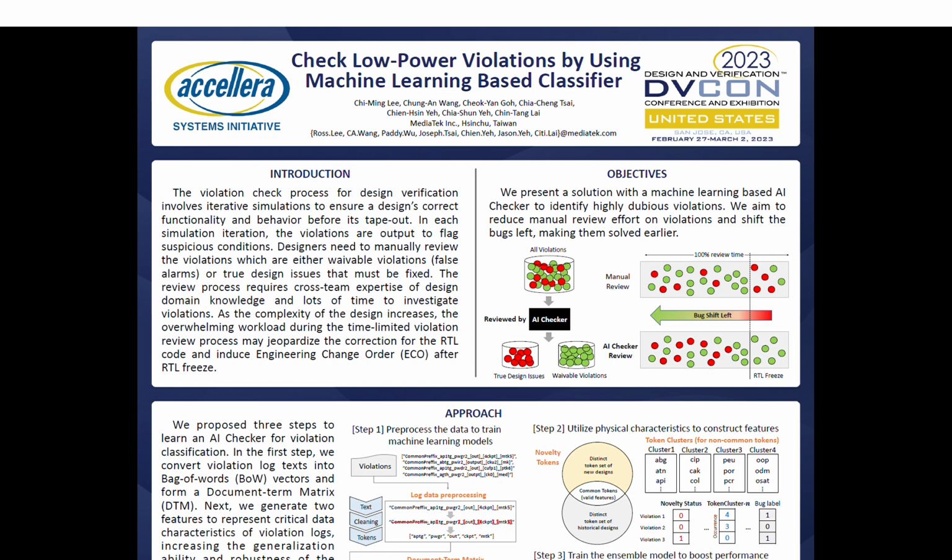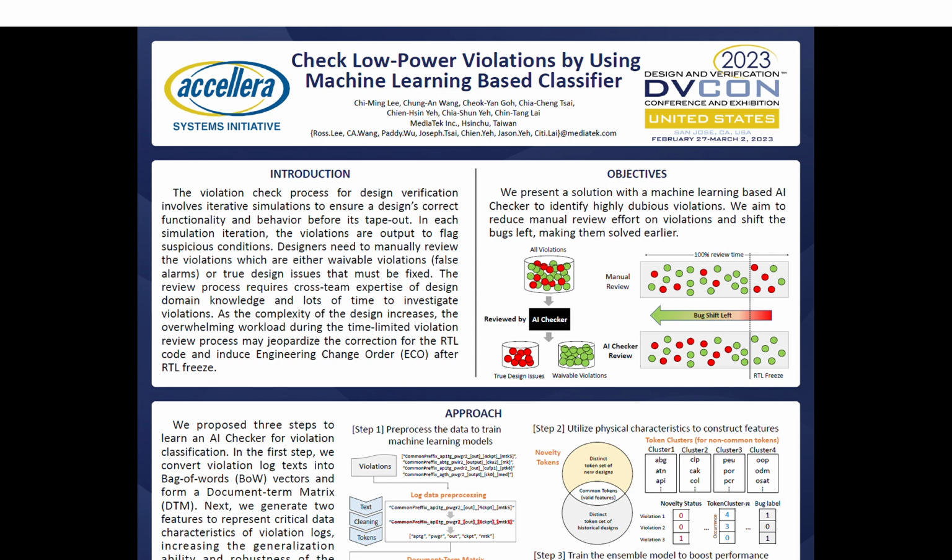As the complexity of a design increases, designers may miss detecting design issues after RTL freeze due to the overwhelming workload of the violation review process, especially in a limited time. This usually induces the engineering change order process. Here comes our objective. We present a solution with a machine learning-based AI checker to identify highly dubious violations.